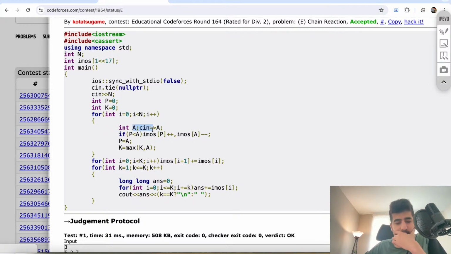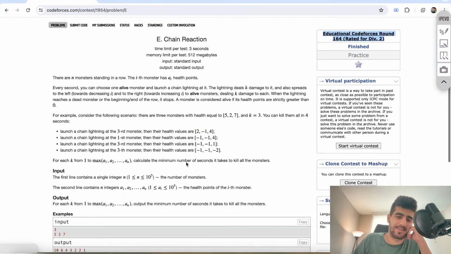Let me see what it's talking about. Okay, so p is the previous one. k is the maximum. p is the previous one. And if this one is greater than the previous one, ans += a - p, p++, a--. It's interesting. It's getting really interesting.